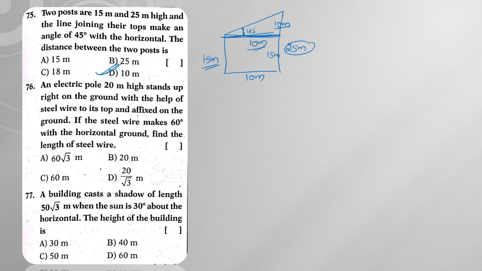Next, an electric pole 20 meters high stands upright on the ground with the help of steel wire to its top and affixed to the ground. If the steel wire makes 60 degrees angle with the horizontal, find the length of this steel wire. Electric pole is there, which is 20 meters high, and it is connected with the steel wire. So let the length of the steel wire be some L, and it is making an angle of 60 degrees. Now since we know the opposite side and we need to find the hypotenuse, I can go with sin 60 degrees. So sin 60 degrees is equal to 20 by L. Sin 60 is root 3 by 2, which is equal to 20 by L.